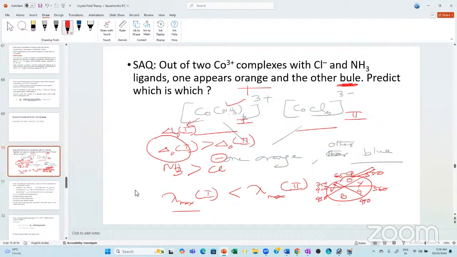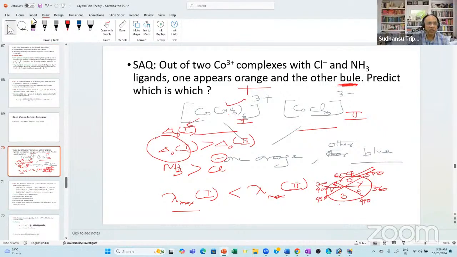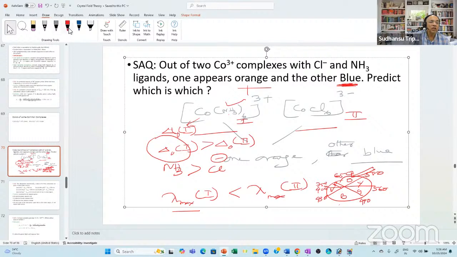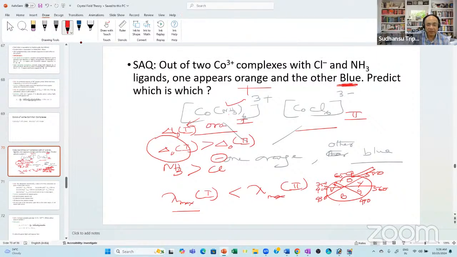Orange. What color will it exhibit? Since it will absorb in the blue region, it will appear orange. So just the opposite. Obviously, chlorido is a weak field ligand, so lambda is more, it will absorb in the orange region, just the opposite, and appear blue. So this is a blue complex.